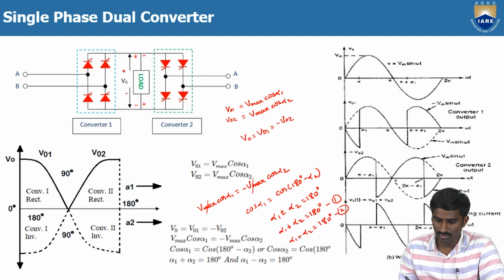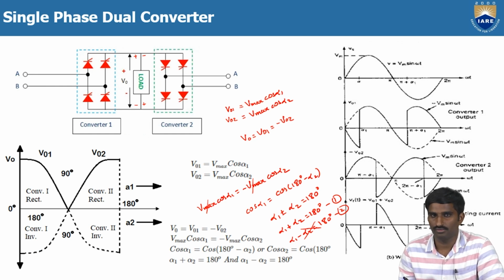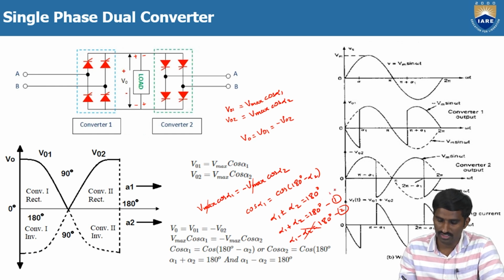Let me take the second condition. In the second condition, only when alpha 1 is greater than 180 degrees will alpha 1 minus alpha 2 give you 180 degrees. So we cannot consider this one, because the condition should be satisfied for all four quadrants, not only one quadrant. That's why we are going to consider alpha 1 plus alpha 2 equal to 180 degrees.